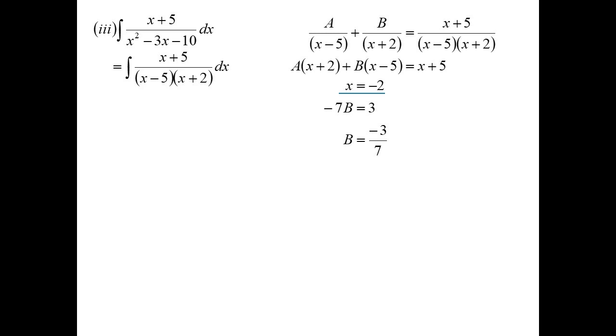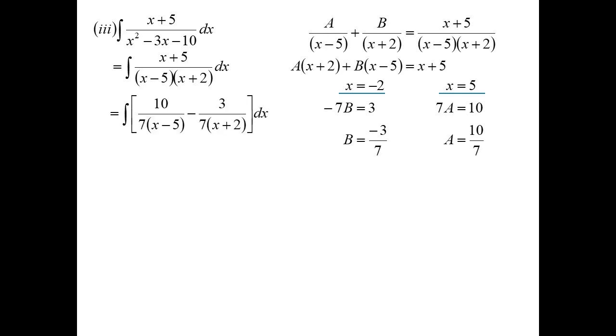I'll make x equals negative 2, B becomes negative 3/7. I'll make x equals 5, A is 10/7. So I can now rewrite it. I suppose I could have pulled a 7th out, that's common there. But again, we're going to have two log functions. You'll notice this time I didn't bother combining them together. I mean, I could have, because I've got the common factor of a 7th, and I could have pulled the numerators in by making them the power of the thing in the log.